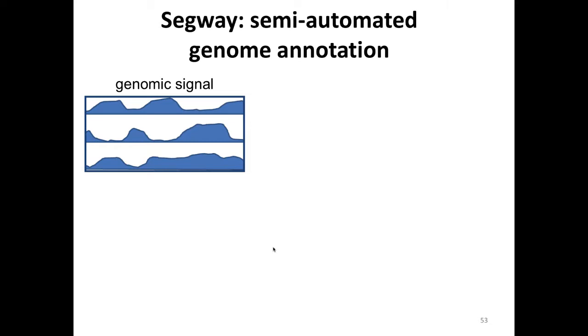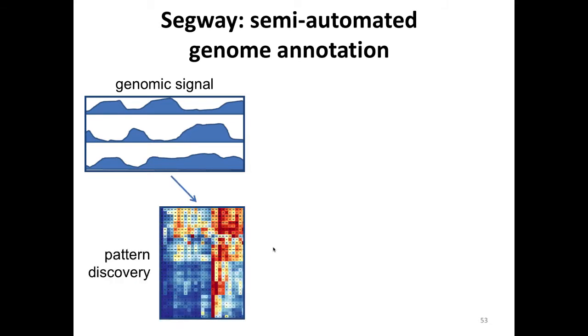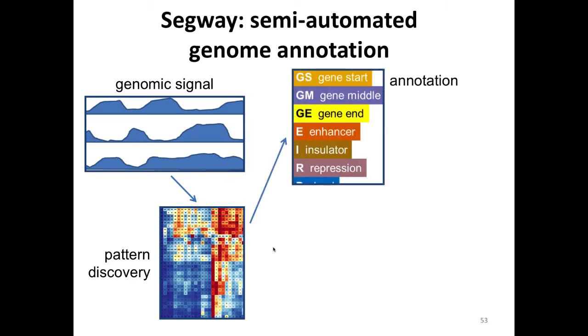One way you can do this is using methods for what are called semi-automated genome annotation, and Segway is one of these methods, where you take a lot of data sets that are defined across the genome, say a ChIP-seq data set defined in terms of genomic signal, and find patterns in those, so different tracks being high or low at different places in the genome, and use that to automatically annotate the genome with functional categories such as gene start, gene middle, gene end, enhancer, and so on and so forth.